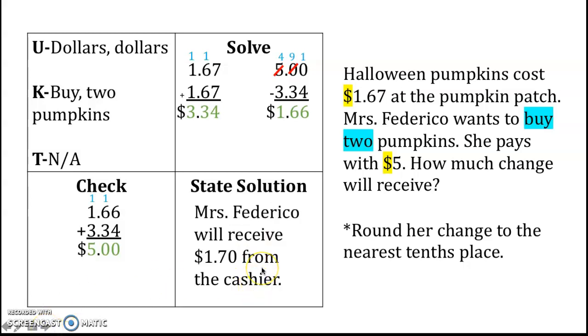So in stating that in a complete solution, I know that Mrs. Federico will receive $1.70 from the cashier if her change is rounded to the nearest tenths place.